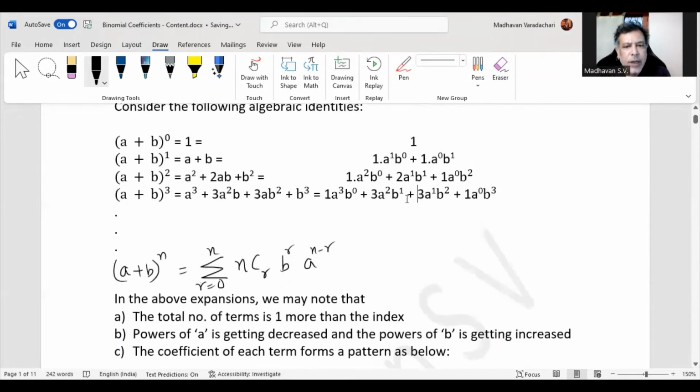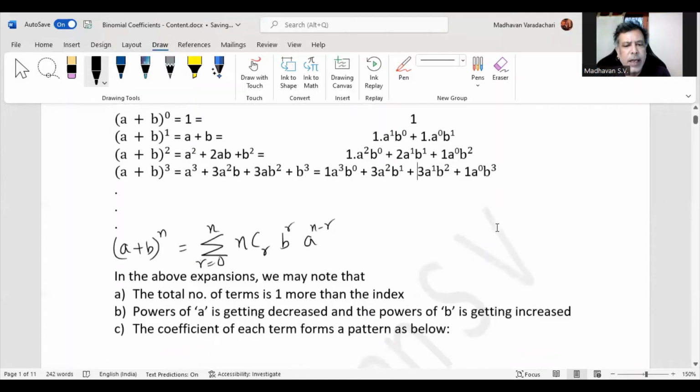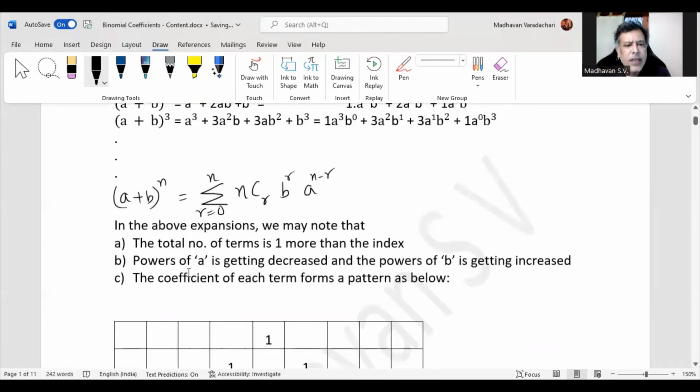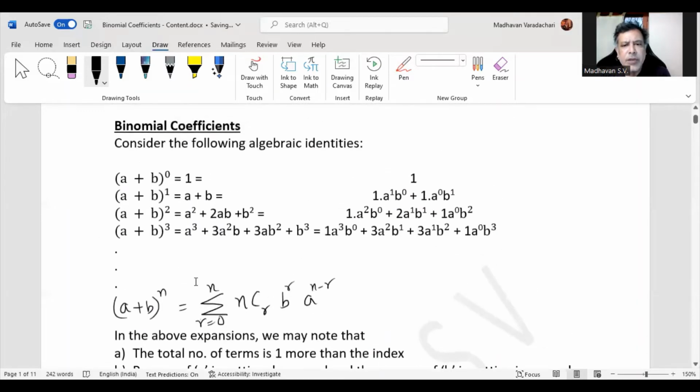Then, if you look into this, the power of a is getting decreased. Here it is 1, then becomes 0, whereas the power of b is getting increased: 0, 1. Here it is 2, 1, 0 for a, and for b it is 0, 1, 2. Here, for a, it is 3, 2, 1, 0, and for b, it is 0, 1, 2, 3. Like that.